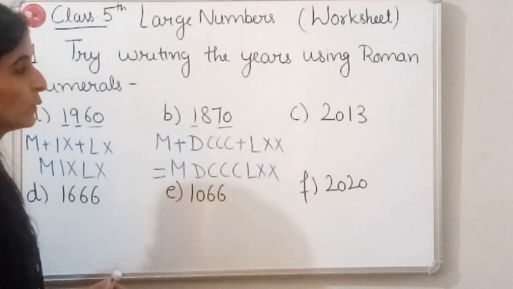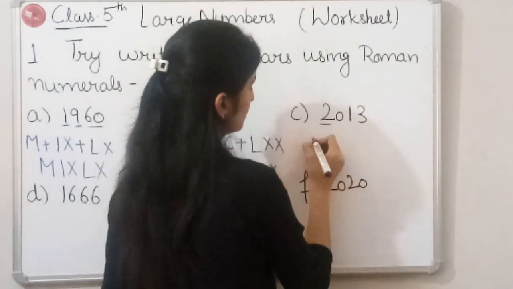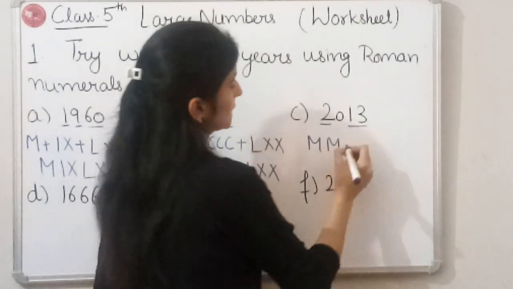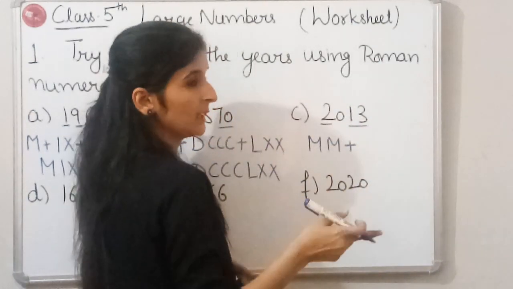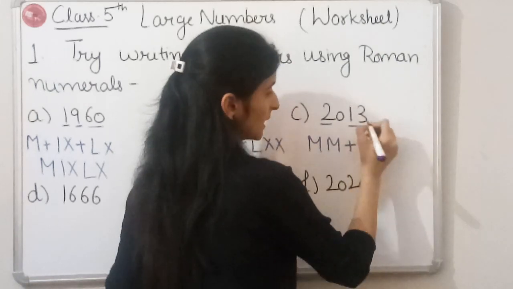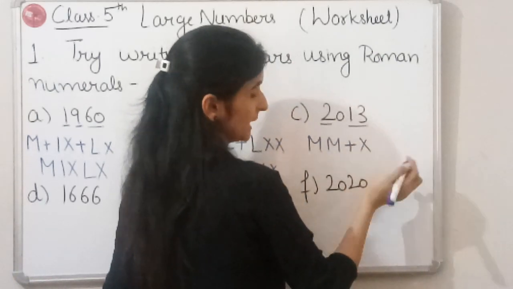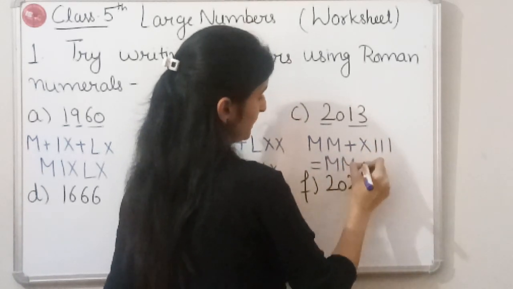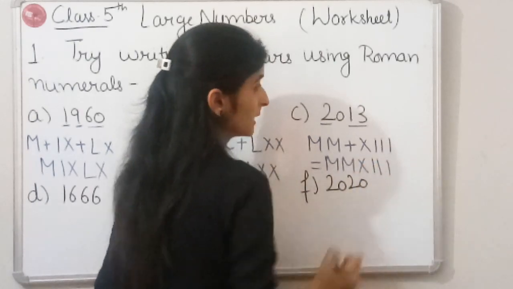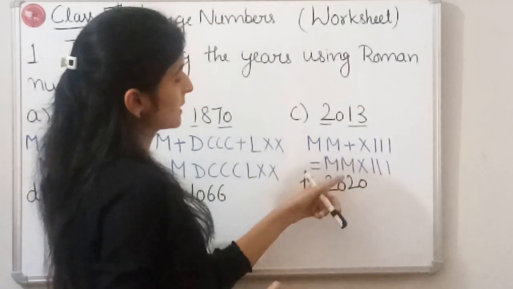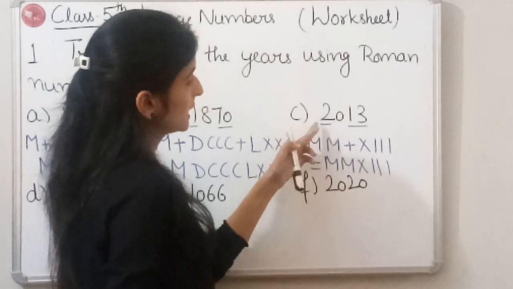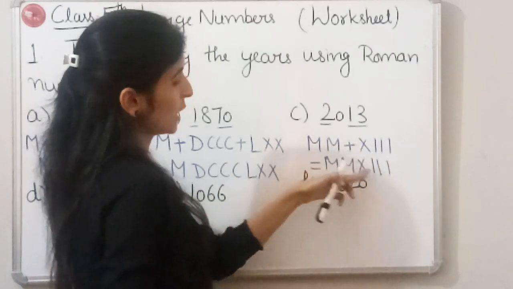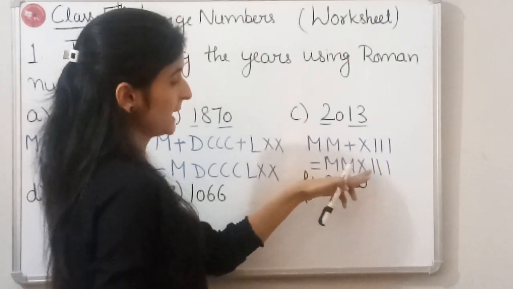Now let's move to C part. 2000. 2000 means M, M. Then there is 13. 13 means 10 plus 3. X is for 10 and I, I, I for 3. So this is equal to M, M, X, I, I, I. Okay, so this is the solution for C part. C part is 2000 plus 13. So that is how we write 13.